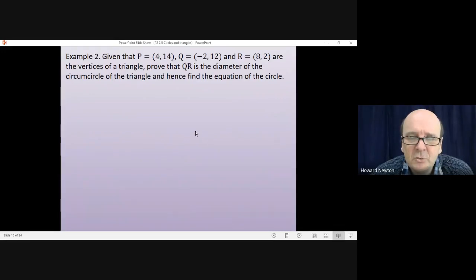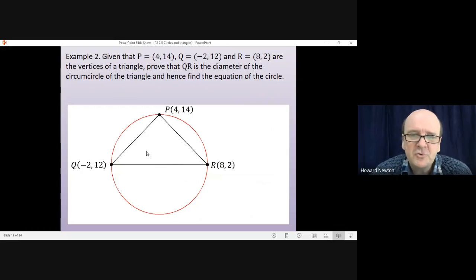We'll do a sketch as always. So we've got a triangle. We don't know that it's a right angle triangle. We haven't been told that. But we've been asked to prove that QR is the diameter of the circumcircle. Well, if QR is the diameter of the circumcircle, this has to be a right angle triangle. Or if this is a right angle triangle, QR has to be the diameter. So what we're trying to do is prove that triangle PQR is a right angled triangle.